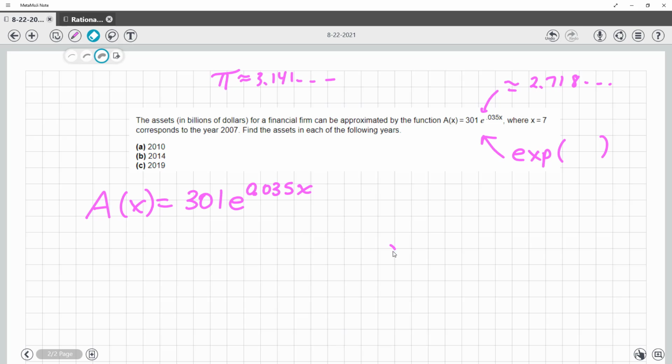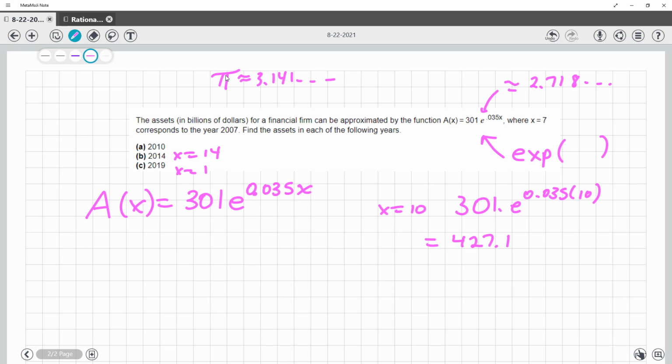And so from here now, I'm just going to plug values in my calculator. The first one says if x equals 7, that's 2007. So the first one, I would simply plug in x equals 10, meaning I'd put 301e to the 0.035 times 10 in my calculator. And I get, rounded, 427.1, and these answers are in billions of dollars. So then you'll just do the same thing for each one of these. You'll plug in 14, and you'll plug in 19.